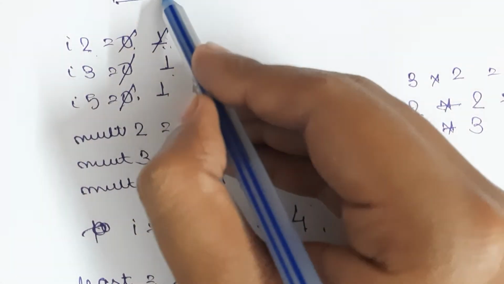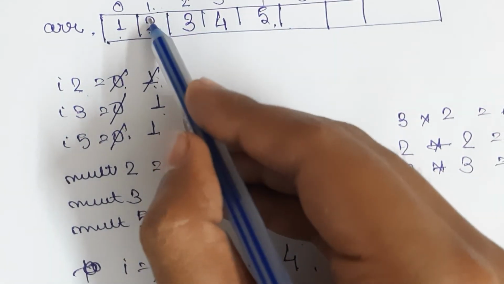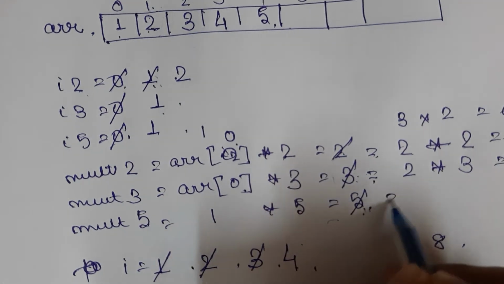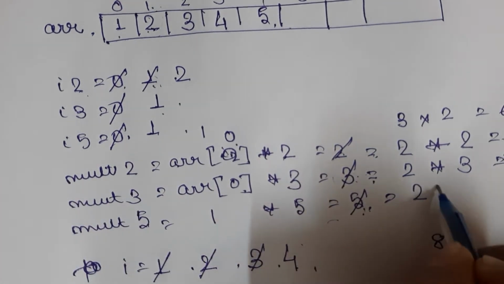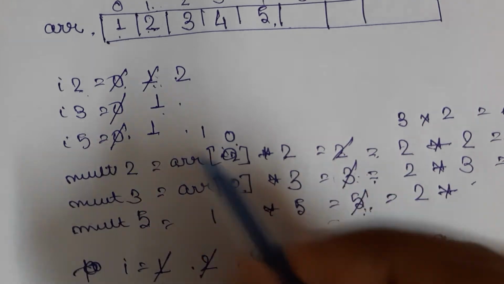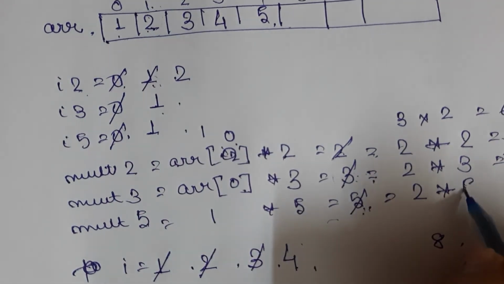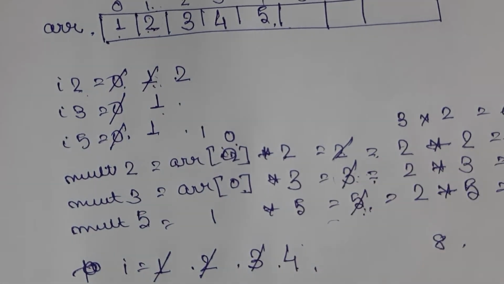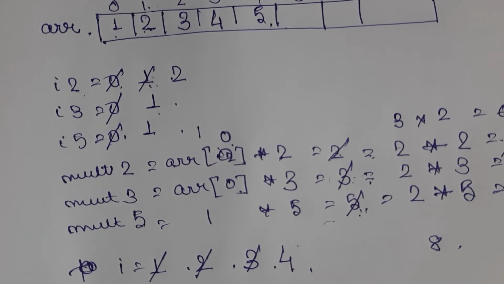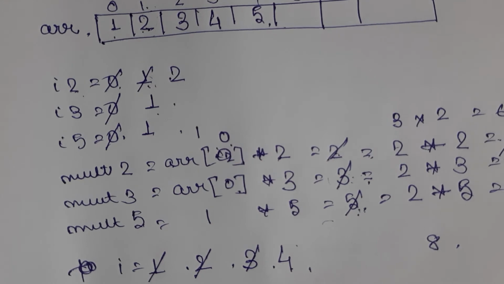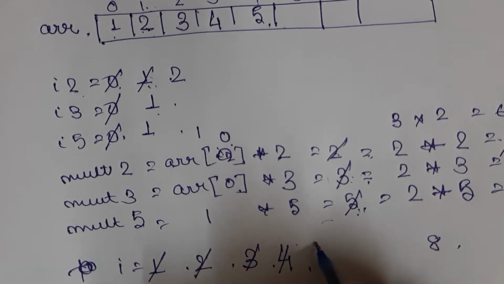Now what is the A of I5? A of I5 means 2. So the mult2 value also gets incremented, 2 into, now what will it become? 2 into 5 means 10. Correct? Now it will again check the three values, meaning the least value it will again check.